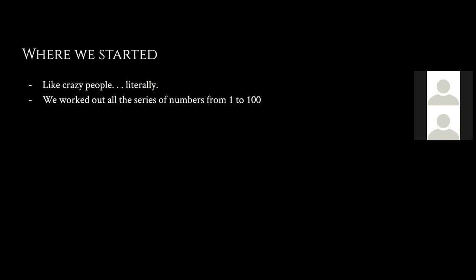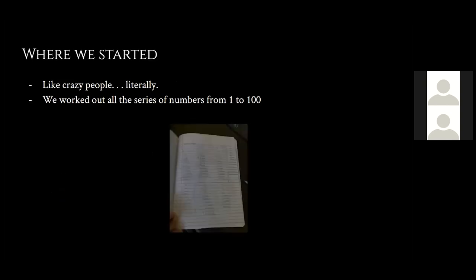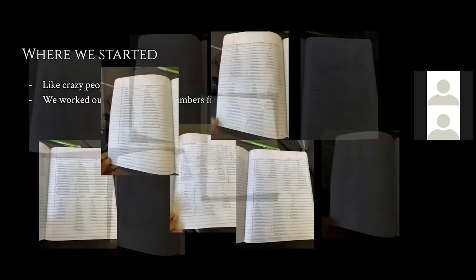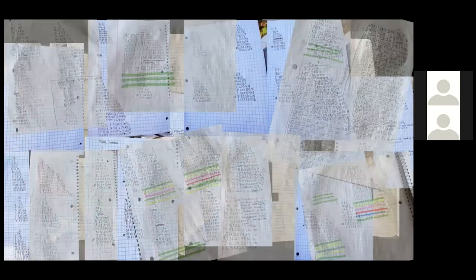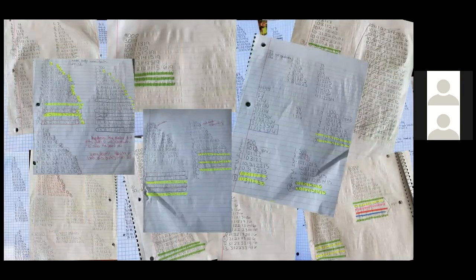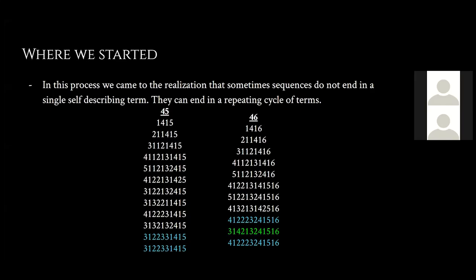So where did we start out with this? It was pretty wacky. We worked out all the numbers from 1 to 100 by hand in our notebooks. If you want to see what that looks like, it kind of looks like this and that and all of that. These are only a few pages from our notebooks. So kind of, we're crazy people. And when we did this, we had to do it all by hand, so we were taking our time to make sure we weren't making any human errors.